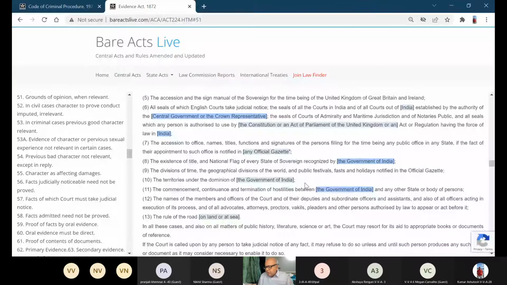If the court is called upon by any person to take judicial notice of any fact, it may refuse to do so unless and until such person produces any such book or document as it may consider necessary to enable it to do so. So you cannot compel the court; it must take it. As a young lawyer, junior or senior, you must be ready with your books, ready reference.